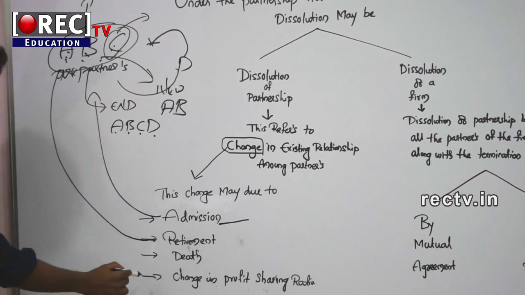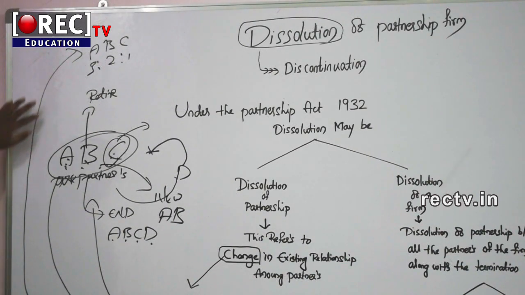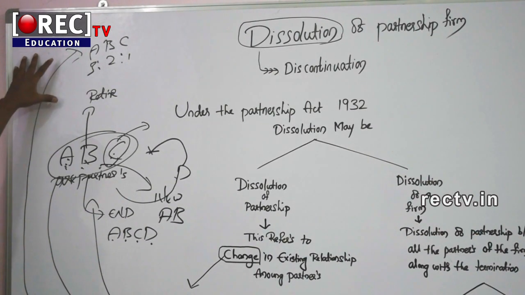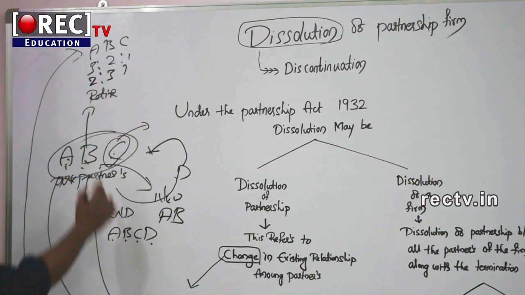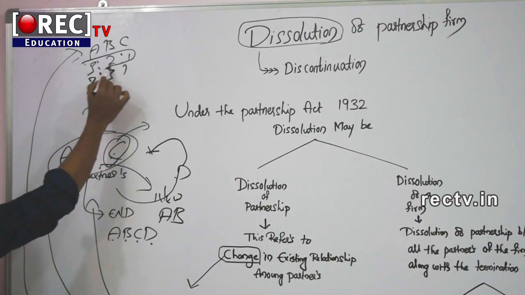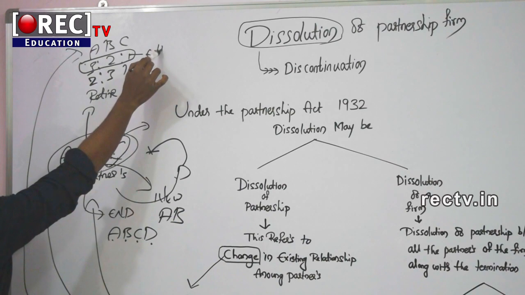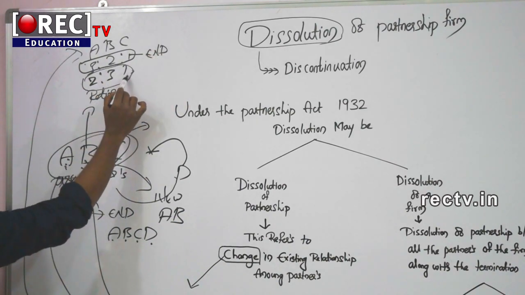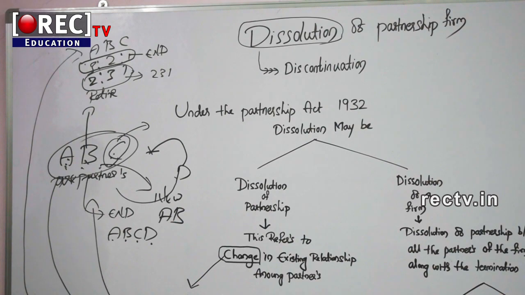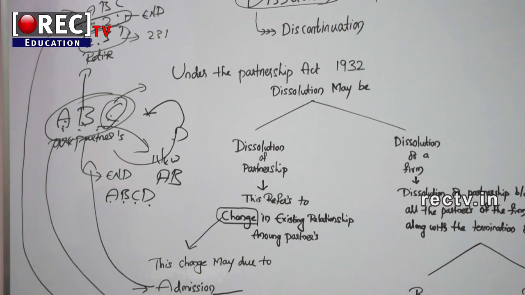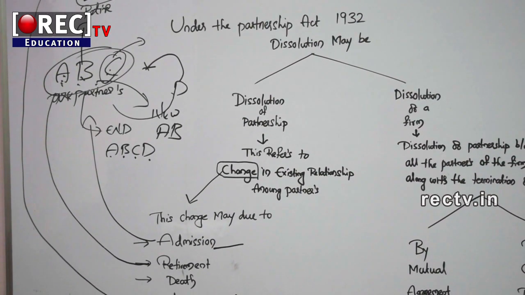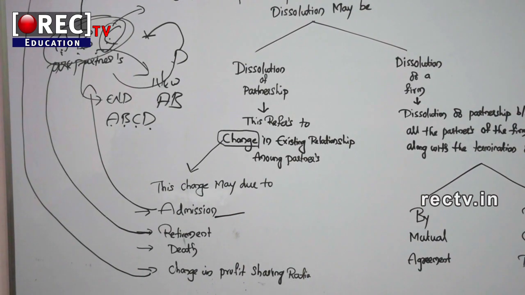And when we come to the change in profit sharing ratio, here A, B, C are partners, and their profit sharing ratio is 3:2:1. After that they agreed to change their profit sharing ratio. Now they made the ratio 2:3:1. So the existing relationship among A, B, C at 3:2:1 is going to end and the new profit sharing ratio of 2:3:1 comes into being. So dissolution of partnership means there is a change in existing relationship among partners. With this example we can understand dissolution of partnership among partners.